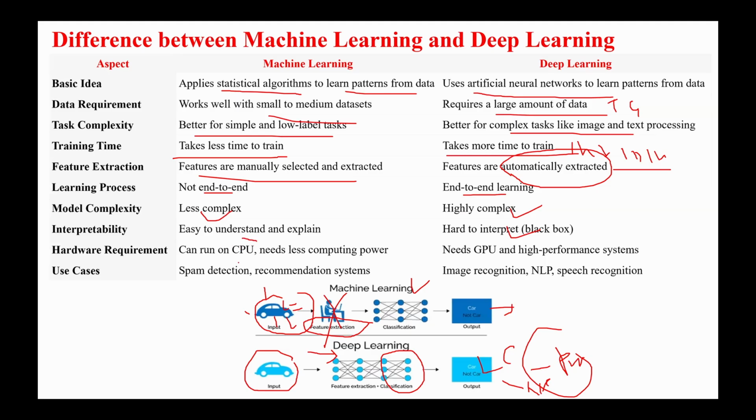I already told you CPU based. Here, GPU based. Then the use cases are fraud detection, recommender systems. Here, what happens? Image recognition, NLP, speech recognition. In HR, many applications are also there. So I'll discuss one by one what the HR applications are in my subsequent slides.